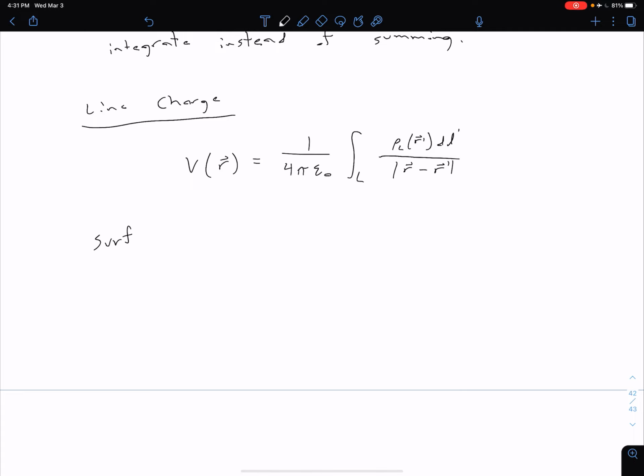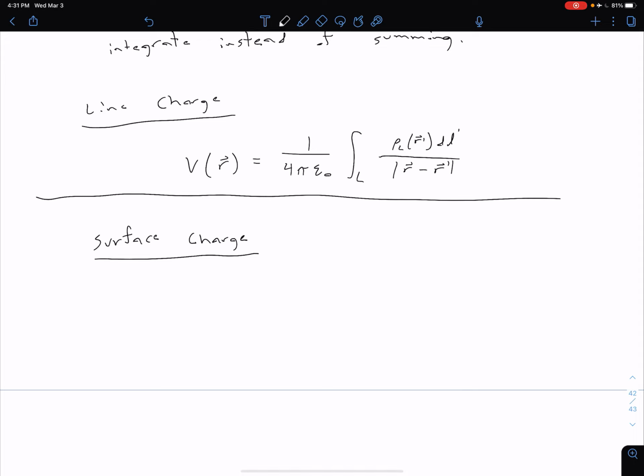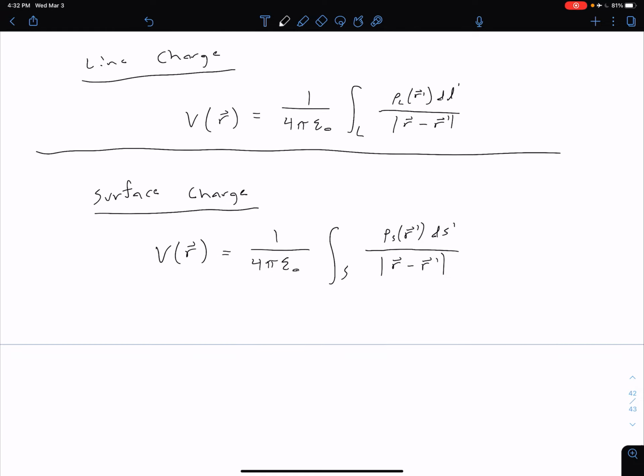So we could do a similar thing for surface and volume charges. So let's just write those out for completeness. So our surface charge, and so let's maybe put a line here so we don't get mixed up. So our surface charge V at some point located by position vector r is equal to 1 divided by 4 pi epsilon naught. Now we have the integral over a surface, and our differential charge is now rho s at some source point located by r prime times ds prime. All right, and then in the denominator, we still have the same distance, so it's the magnitude of r minus r prime, because ultimately we just want the distance.